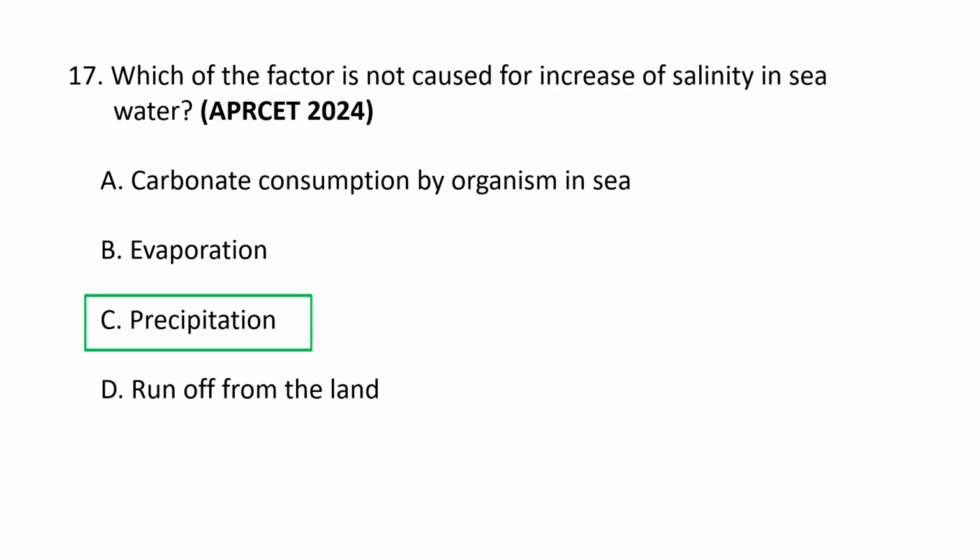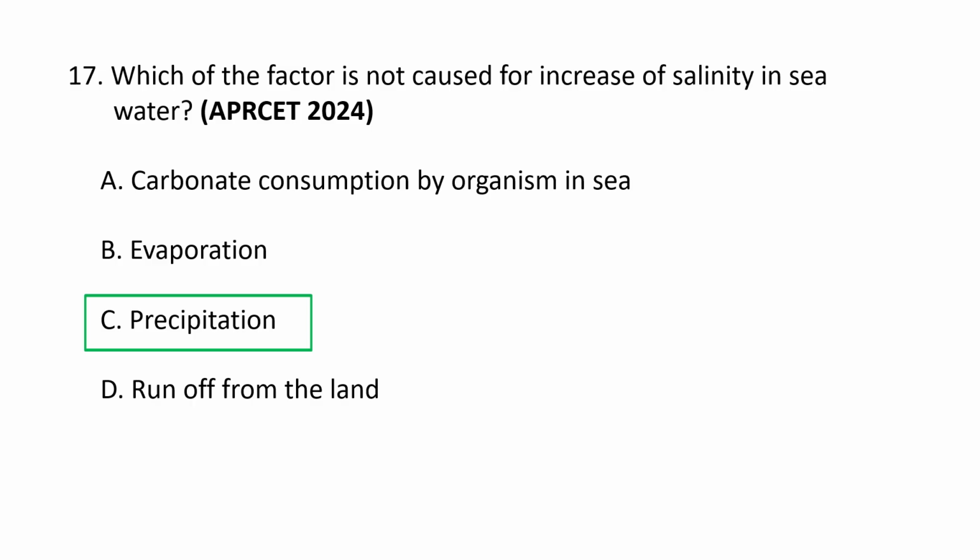Precipitation. So, the other factors like carbonate consumption by organism in the sea, evaporation and runoff from the land are causes for increase of salinity in seawater, whereas precipitation is not linked to this. So, that's why the correct option goes as C.